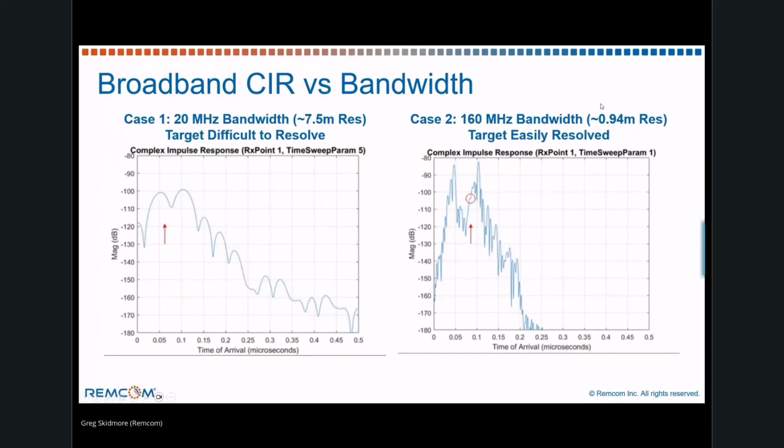Now, when we get to 160 megahertz, that reduces down to a little under a meter resolution. And if we look at our impulse response there, we can actually see the person moving through the room as this spike in the impulse response that's sliding a little bit closer in range with time. So this is using some broadband impulse response analysis that we have in some of our post-processing.